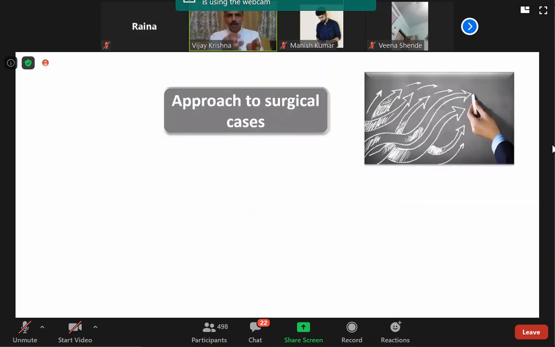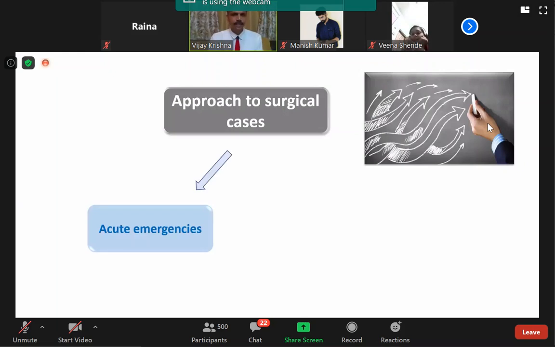Now, coming to the presentation that I am planning for today, how do we approach a surgical case? When you talk of surgical cases, two very important things come to my mind. Whenever we talk of surgical cases, definitely the acute emergencies. For example, we have renal colic, we have acute appendicitis, those acute emergencies come into the picture.